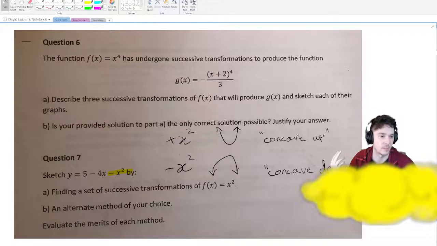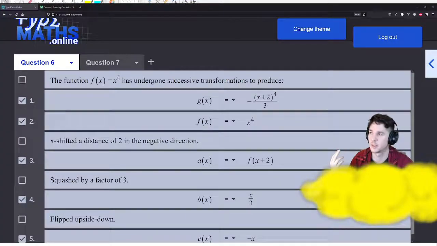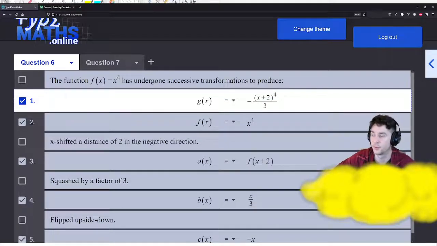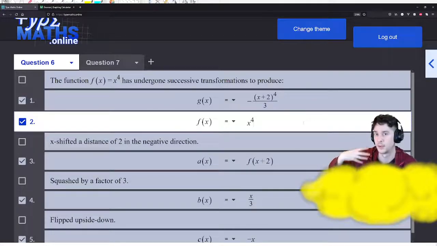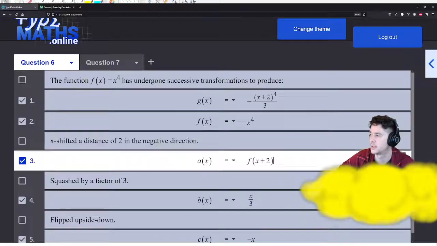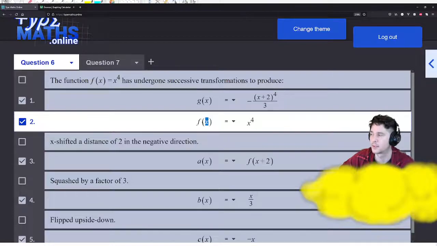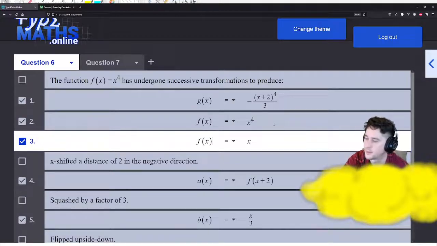Now I've used type maths here to write up some notes to get us there. So here is the g of x function that we're trying to produce, and then here's the f of x that we're trying to alter to get it. So the first thing we can do is say a of x equals f of x plus 2. In other words, instead of taking f as a function of x, we're taking f as a function of a line. So where we might think of f of x being a function of y of x, we're now doing a function of y of x plus 2. So that's the first thing that we're going to look at on the graph here.